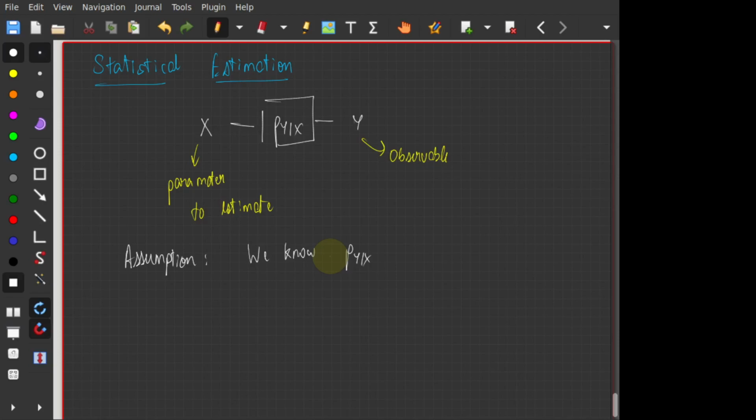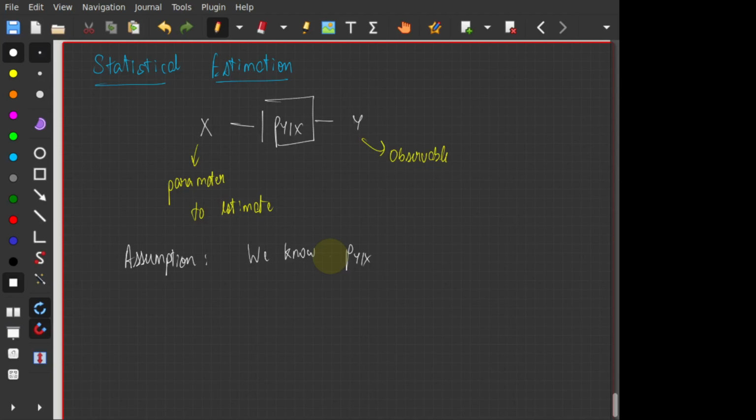But in the case of machine learning, these are all trained data. Correct. So again, that's why we are making this assumption that we know P(y|x). Now, typically in data-driven learning, we don't have access to P(y|x), but instead we have, let's say, pairs of (x, y).